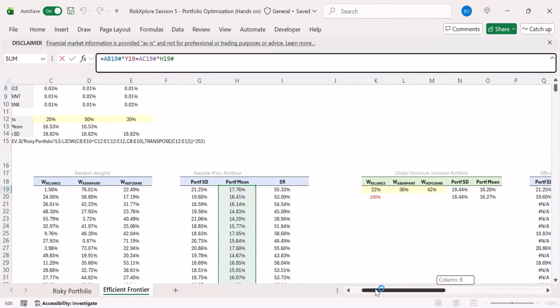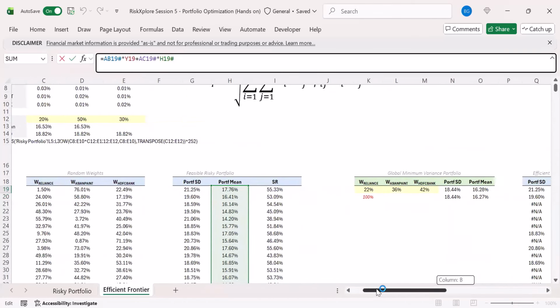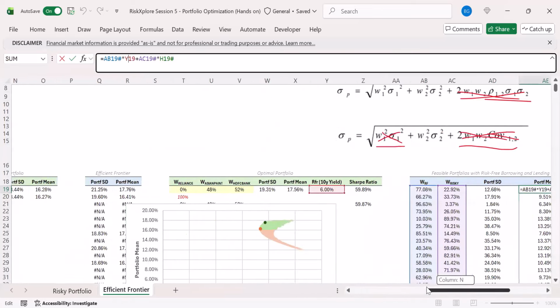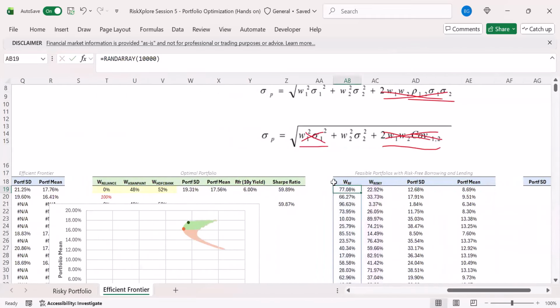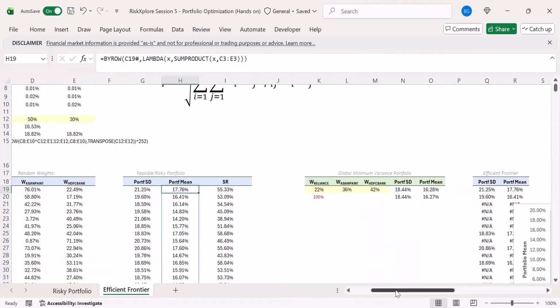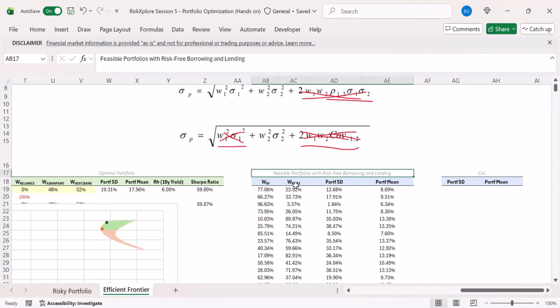So we have the portfolio mean here, right? In which we found out the weighted average return of the portfolio by combining the risk-free asset, multiplying the risk-free asset with the 6% rate that we are earning, and for the risky asset we had these returns. So this gives us all the feasible portfolios with risk-free borrowing and lending, right? Risk-free borrowing and lending.